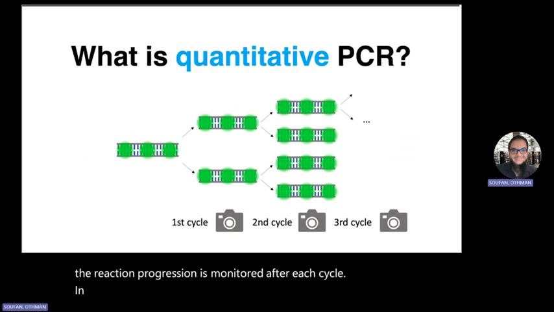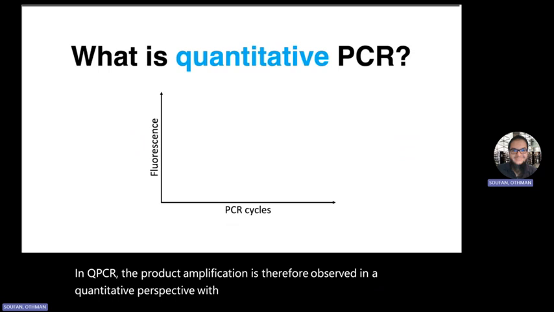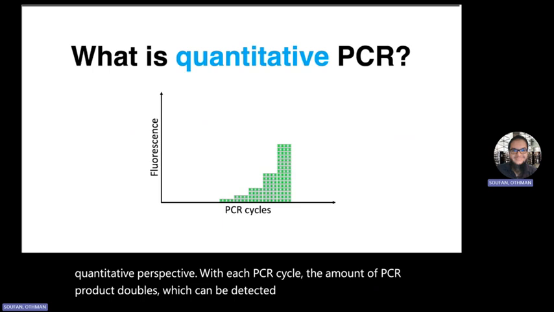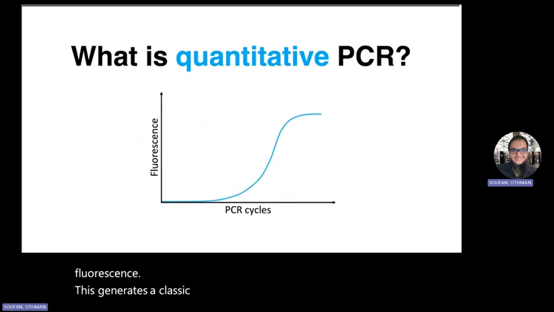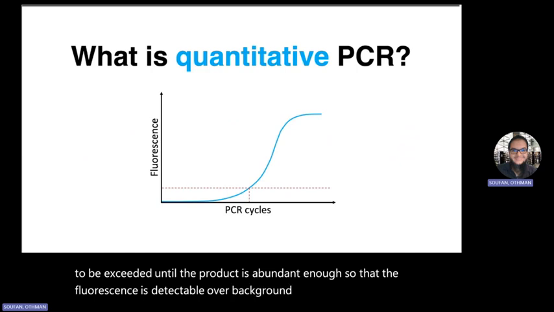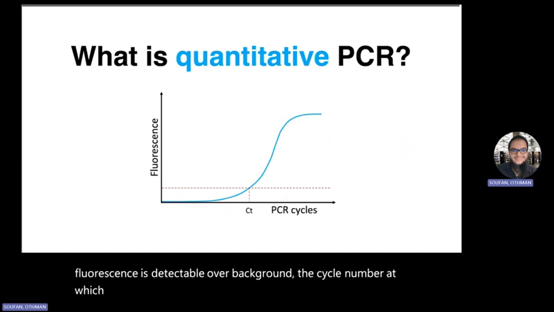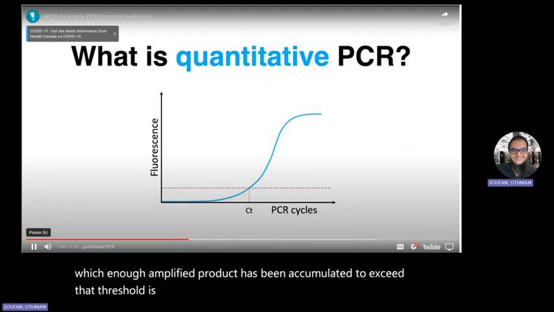In qPCR, the product amplification is therefore observed in a quantitative perspective. With each PCR cycle, the amount of PCR product doubles, which can be detected as an increase in fluorescence. This generates a classic qPCR curve. A defined signal intensity has to be exceeded until the product is abundant enough so that the fluorescence is detectable over background. The cycle number at which enough amplified product has been accumulated to exceed that threshold is referred to as the CT value.